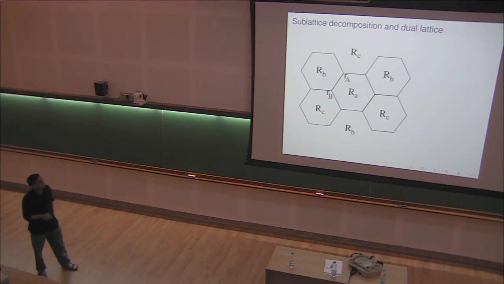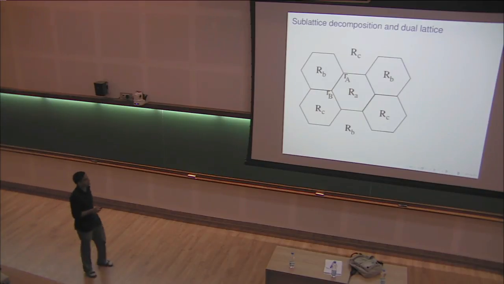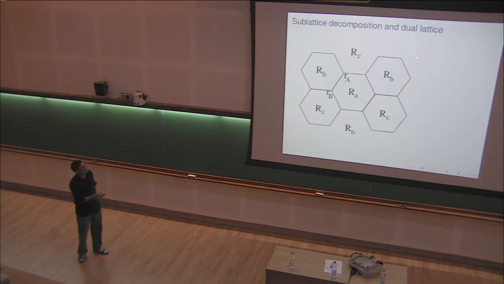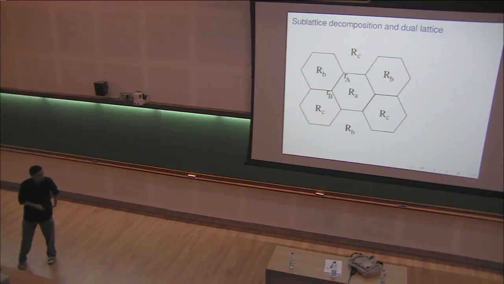And that triangular lattice has a 3 sublattice decomposition. So this is, for example, an A-type site of the triangular lattice. That's a B-type site, and that's a C-type site, right? So an A-type site is surrounded by 6 sites, which are B, C, B, C, B, C, like that. Okay? So that's the basic structure.